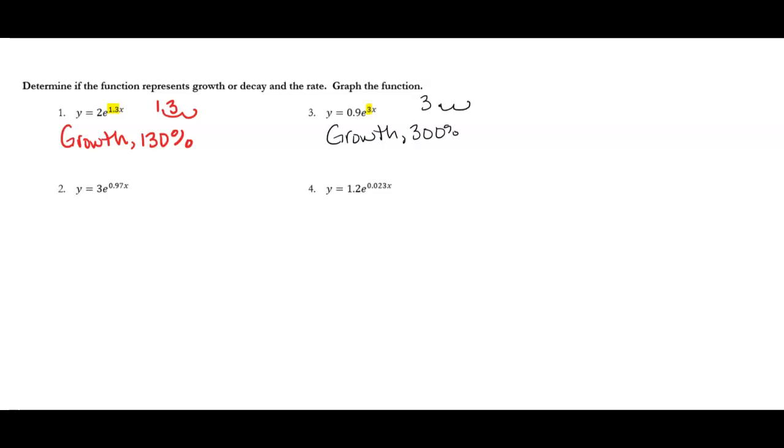Okay, so this one, number 2, I kind of went out of order. Again, this is another positive one, so it's growth again. And it's 0.97, so I move it 2 places, so it's 97% growth. And then lastly, number 4. It's positive again, even though it's a small number. I don't know why I have all growths. Well, I'll make up a decay one in a second. So growth, and it's 0.023, so I move it 1, 2, so it's 2.3% growth.